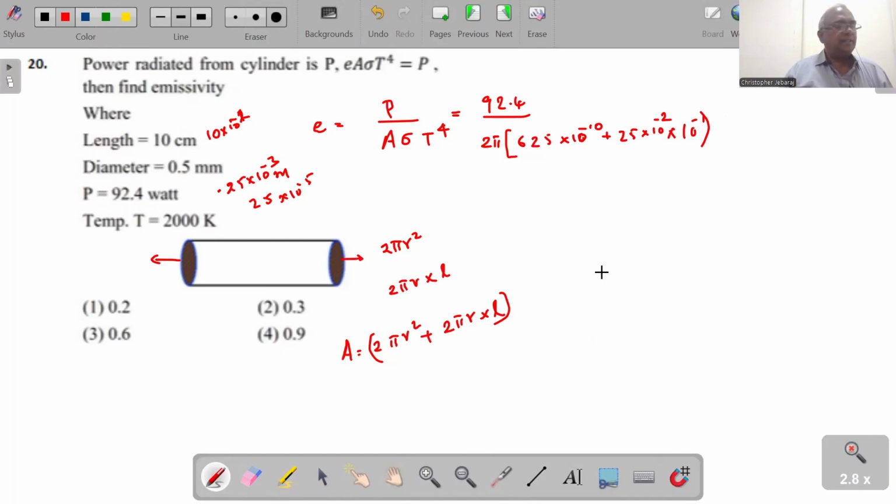Into sigma, the value of sigma is 5.7. So here we multiply 5.7 into 10 to the power of minus 8 into T. T is nothing but 2 into 10 to the power of 3, to the power of 4. So we need to calculate this. When we calculate this, you will get the answer 0.64. I think this is a long sum. Anyway, you can do it.